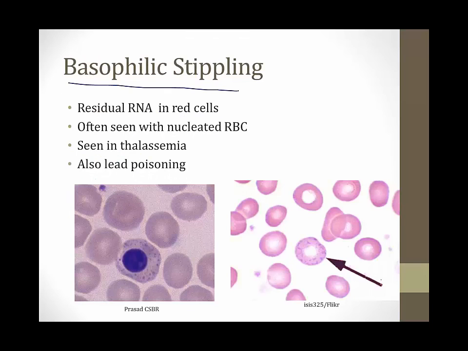So basophilic stippling occurs when there is residual RNA in the red cells. It's often seen in association with nucleated red blood cells, and you can see it in this form of thalassemia. It's also a characteristic finding in lead poisoning. These are some examples of basophilic stippling shown on the slide here.